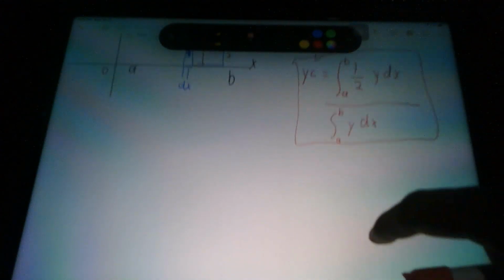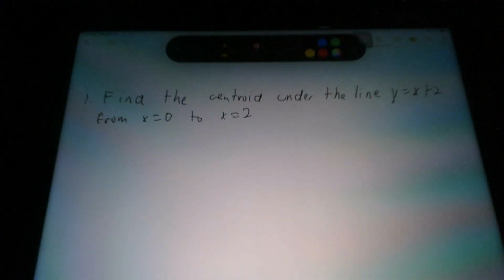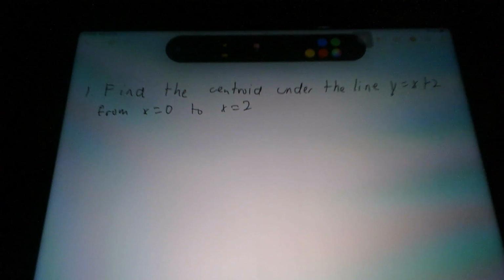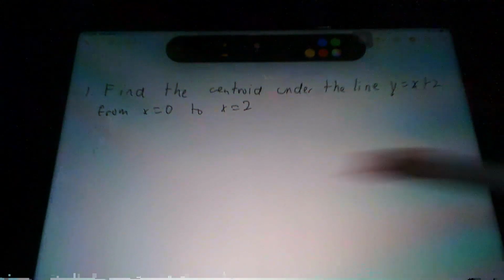So now let's move on to an example here. Let me find one problem. So this is problem number 1. Find the centroid under the line y equals x plus 2 from x equals 0 to x equals 2. Let's illustrate first.